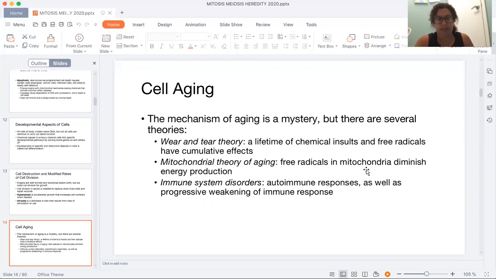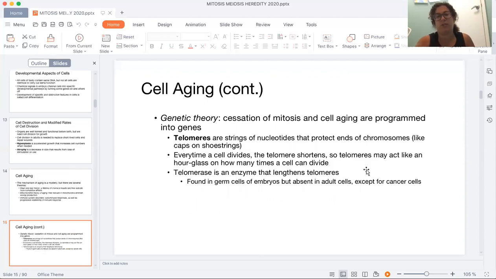The other aspect is immune system disorders, so autoimmune responses, as well as other types of weakening the immune response can occur, and that can cause cells to die or age earlier.